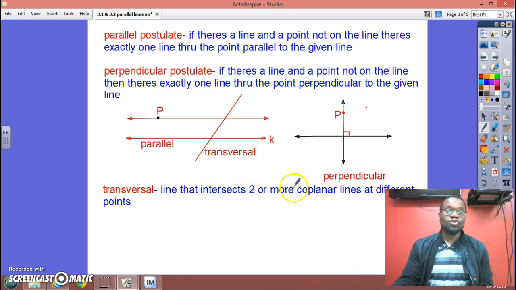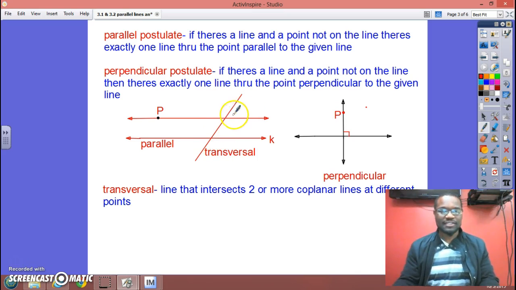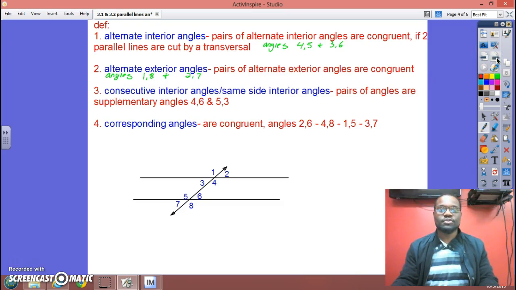A transversal is a line that intersects two or more coplanar lines at different points. Simply put, a transversal is a line that cuts into or intersects two parallel lines. It doesn't always have to be at that angle. It could be perpendicular, but a transversal is simply a line that cuts at least two parallel lines. So today we're really going to focus on parallel lines and transversals and the angles that they make. But 3.1 talks about what if these lines were not parallel, and the names of the angles are still the same, so that's why I grouped together 3.1 and 3.2.